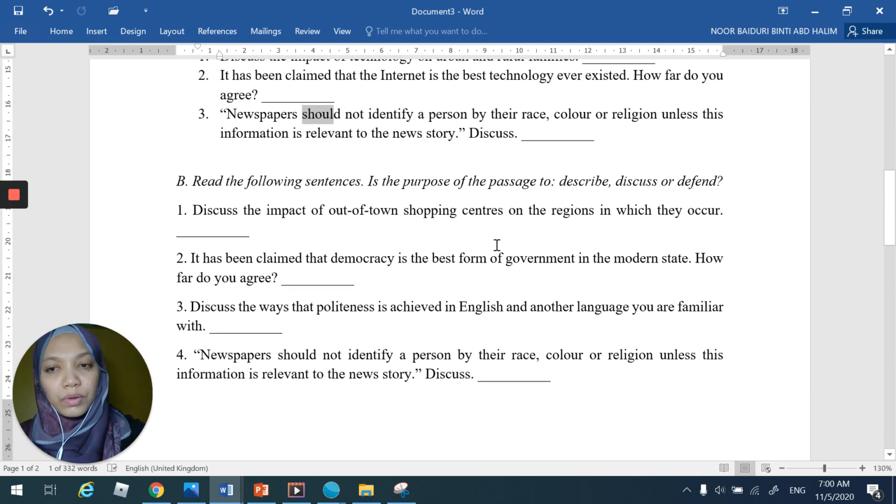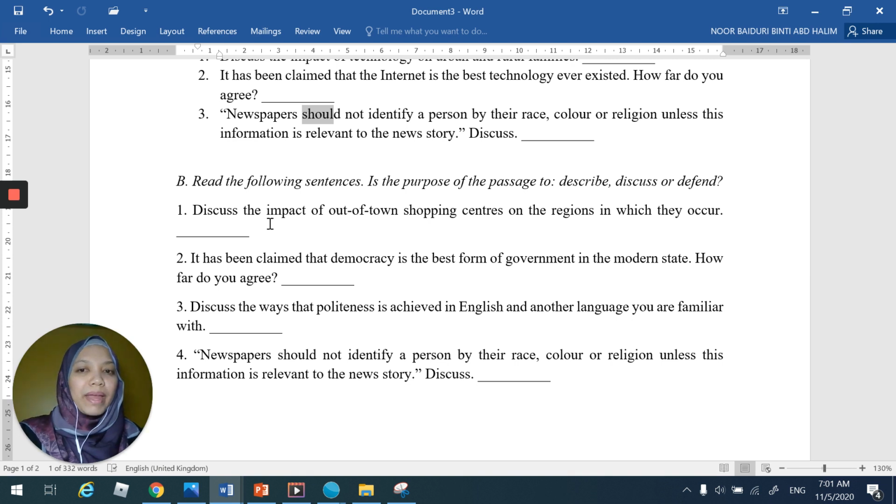Okay, we shall continue. Section B. For those who are looking at the handouts, look at section B. Read the following sentences. Is the purpose of the passage to describe, discuss, or defend? Okay, let's check our understanding. Discuss the impact of out-of-town shopping centers on the regions in which they occur. So which one? Describe, discuss, or defend? Your answer?